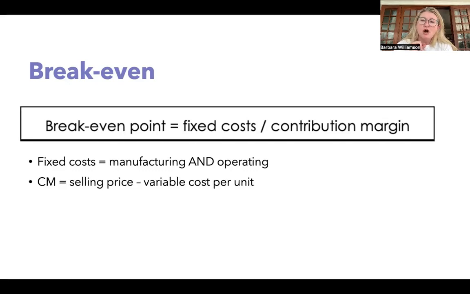The contribution margin simply means the difference between the selling price and the variable cost per unit. In other words, how much can each unit contribute towards covering the fixed costs? Sometimes they'll also ask you to do the profit, and then all that you do is you add the profit to the fixed costs and use exactly the same calculation.